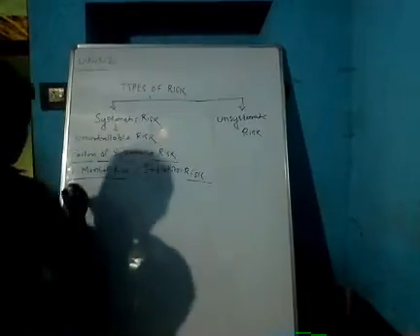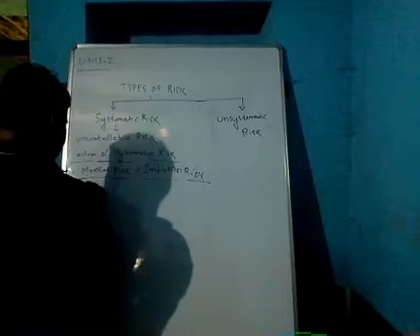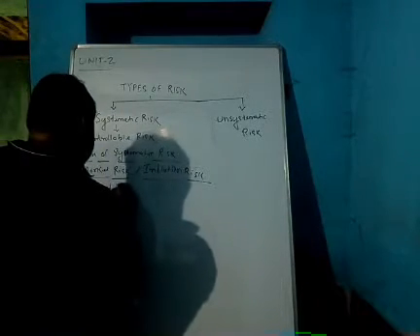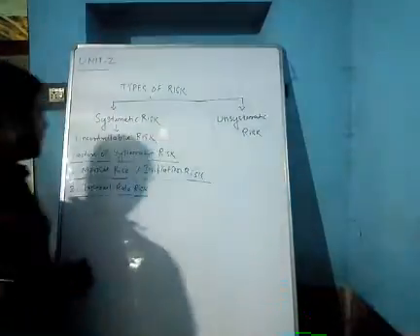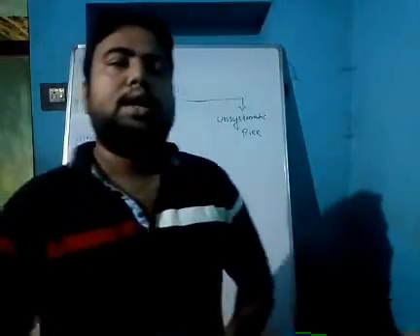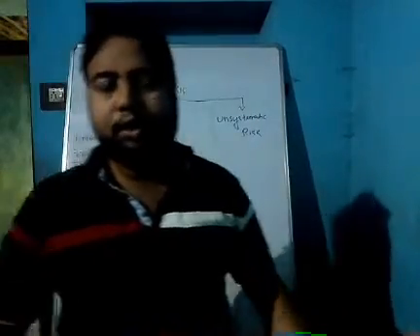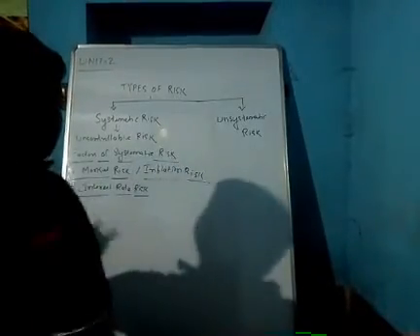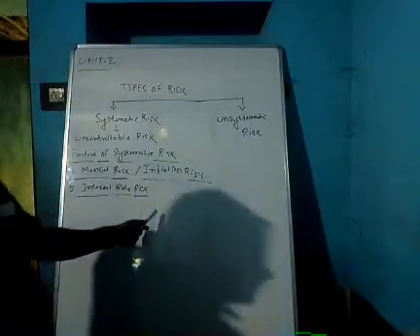Next, the second factor of systematic risk is interest rate risk. Dear students, interest rate always fluctuates or differs from country to country. Due to the economic policies of the government, the interest rate will always differ from country to country. So the interest rate always plays a vital role so far as systematic risks are concerned. Let's take one example for better understanding. We are discussing the interest rate risk. Keep the point in mind.